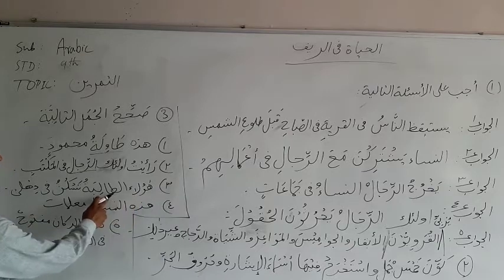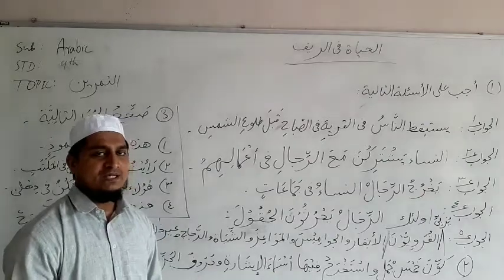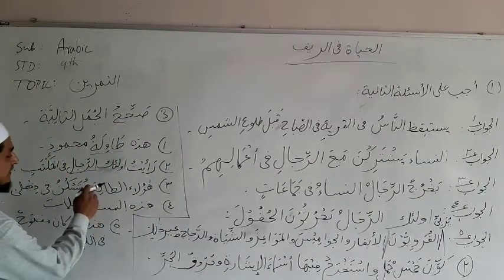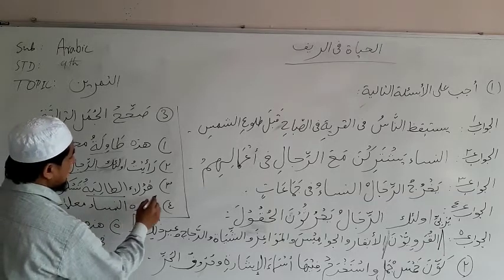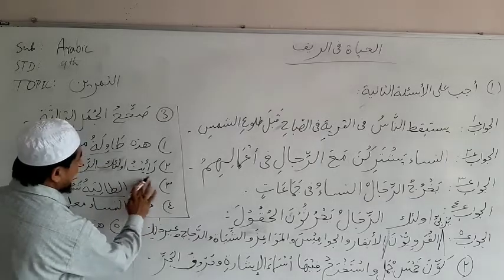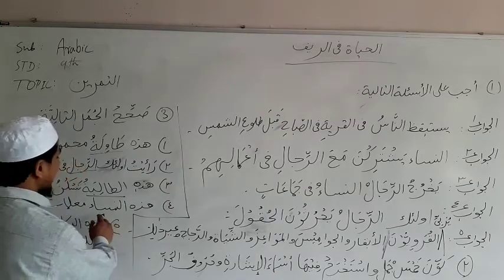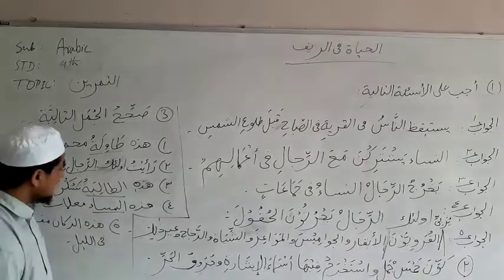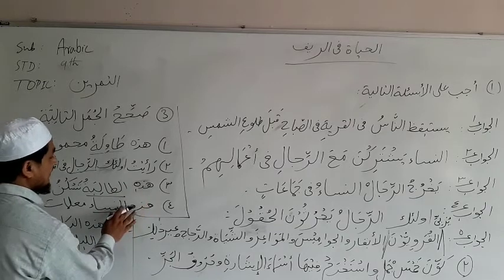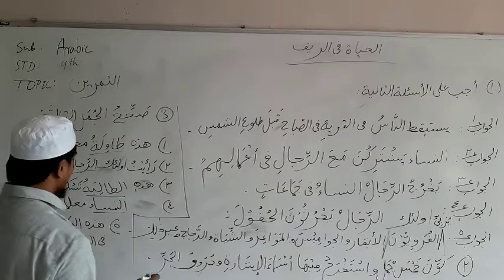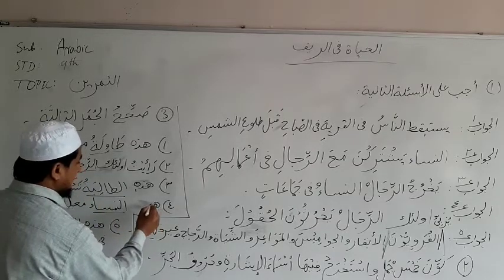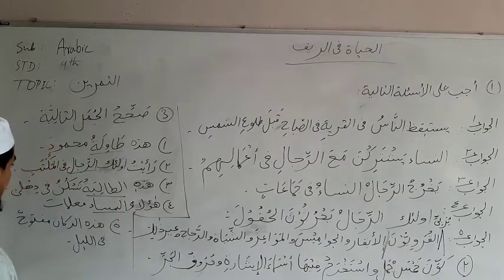Next, هؤلاء الطالبة تسكن في دلهي. الطالبة is singular feminine, jama' is طالبات. So here mushar ilayhi is singular feminine and the ishara is for plural. So here it will be هذه، which is used for singular feminine. هذه الطالبة تسكن في دلهي. This girl lives in Delhi. Next, هذه النساء معلمات. These women are teachers. Here النساء is mushar ilayhi, which is plural feminine, so the ishara also has to be plural, not singular. هذه is used for singular feminine and النساء is plural, so here it will be هؤلاء, which is used for plural. هؤلاء النساء معلمات.